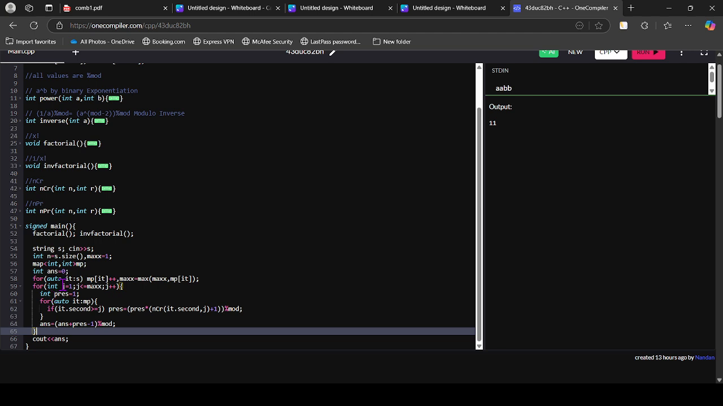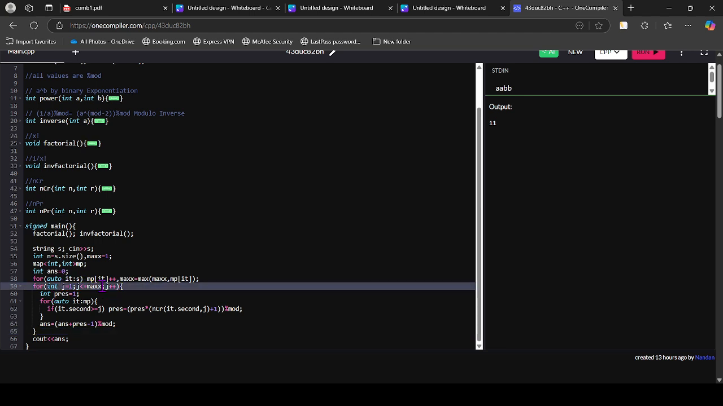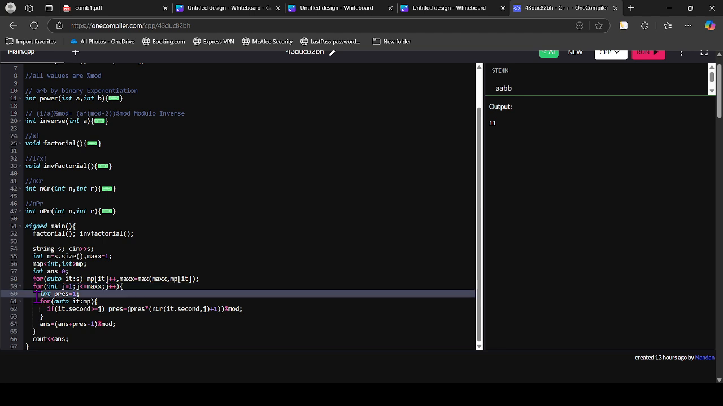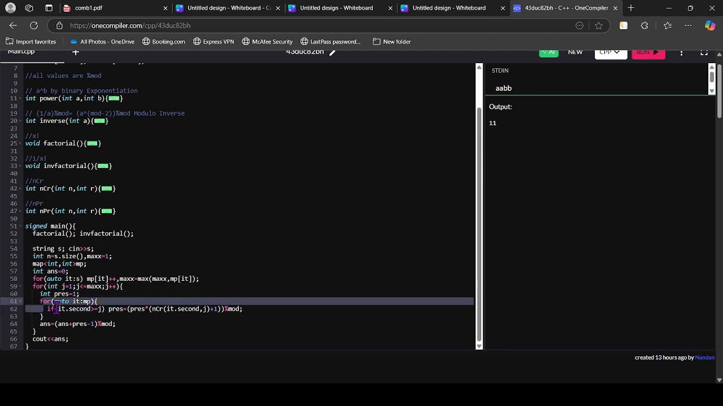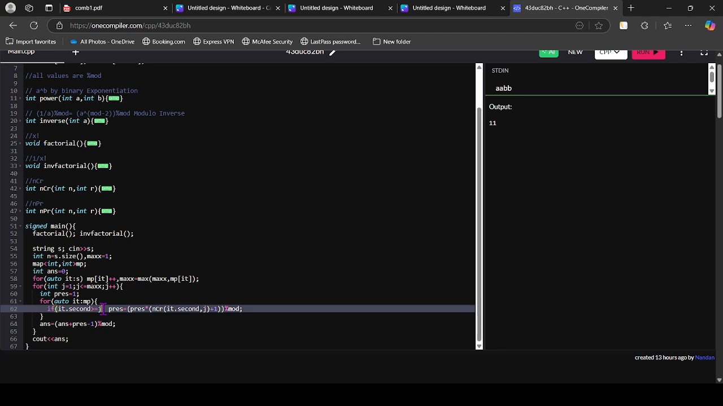We are traversing all frequencies from 1 to max. So initially we are traversing with one frequency, so the present subsequence count is 1, because we have to multiply it. So if we take it as 0, the result will be 0. If we take it as 1, we will get the real values. So present equal to 1, and we are traversing all the characters. If the frequency of the character is greater than or equal to j, then we can consider this in the present subsequence, and the answer will be present into nCr of it.second comma j. So the frequency c, the frequency j plus 1, because we have discussed this before. So the present into nCr plus 1 whole mod.